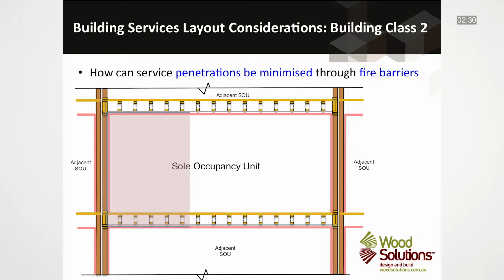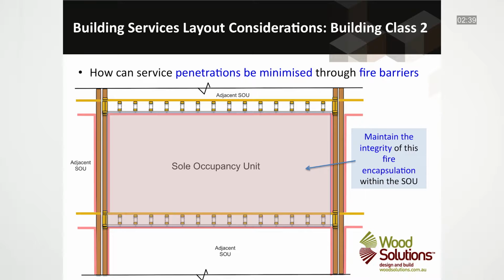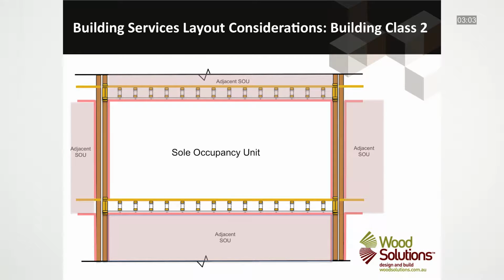In this regard, if we look at a single sole occupancy unit surrounded by adjacent sole occupancy units, as shown here, we will note that the SOU is effectively a self-contained fire compartment, the internal automatic sprinklers and fire-grade plasterboard providing the fire protection. The fundamental design principle here, whenever possible, should be to maintain the integrity of this fire encapsulation around this fire compartment. With the design and installation of services, the aim should be to not breach the fire-rated linings, but instead to investigate other approaches to incorporate services.